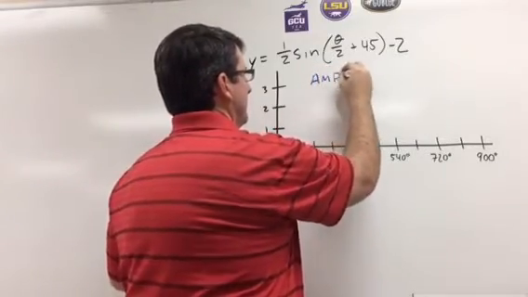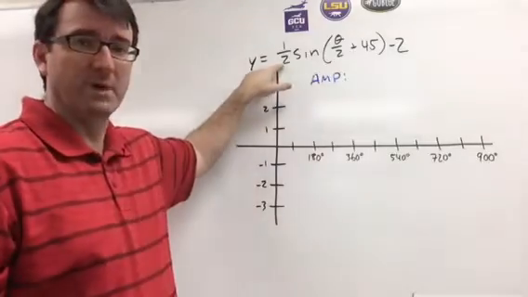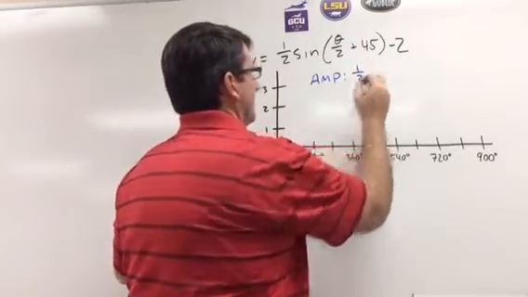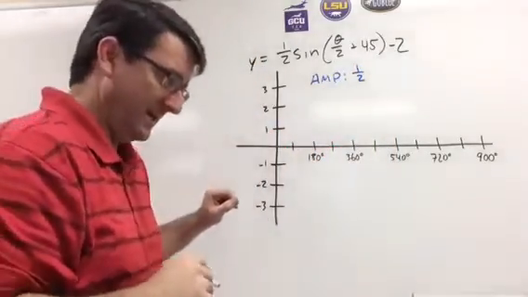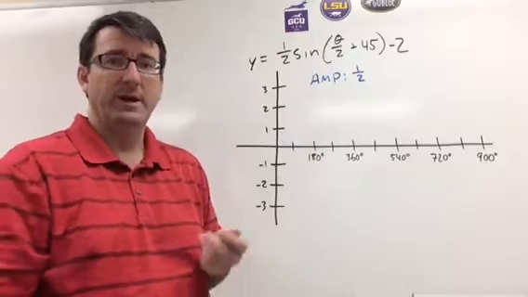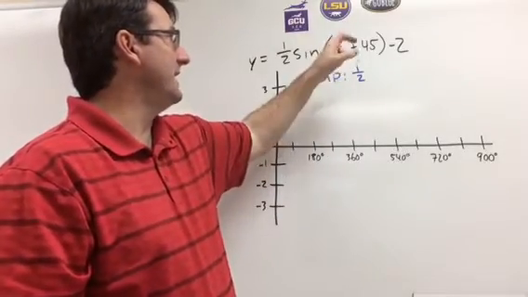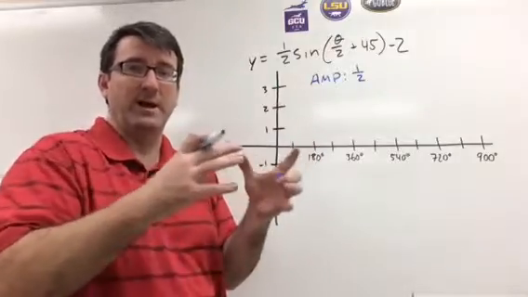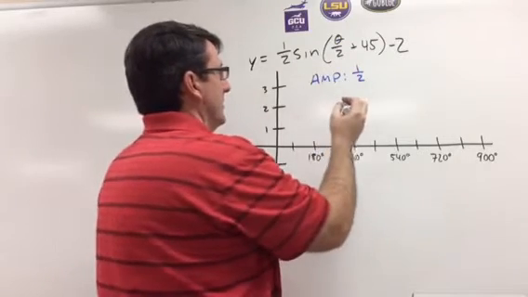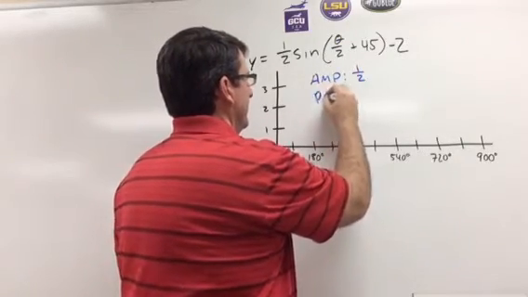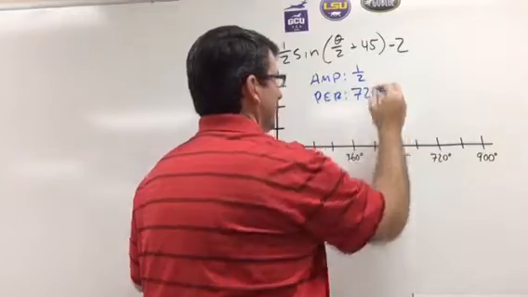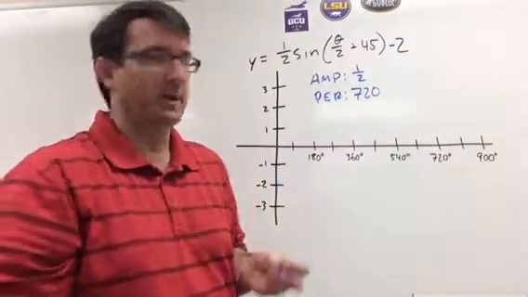The amplitude is always going to be this number that we're multiplying the sine function by. So the amplitude is 1/2. The period is going to be 360 degrees, the normal period for a sine function, but then we've got to divide it by this number here, the number that we're multiplying theta by. So that is 1/2. This is 1/2 theta. So the period is going to be 360 divided by 1/2, which is 720. Remember, dividing by 1/2 is the same as multiplying by 2.